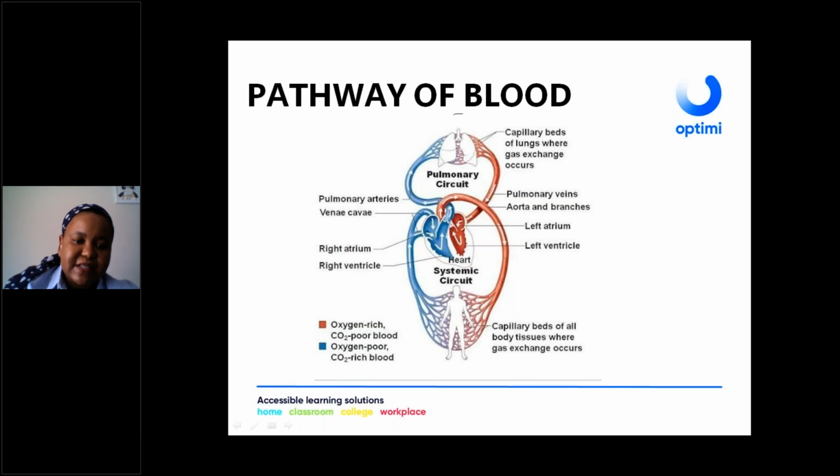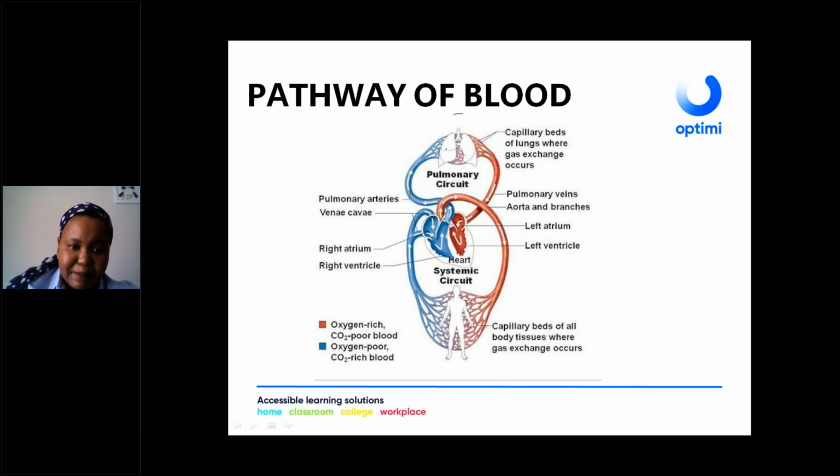So what happens is blood, deoxygenated blood from the body is transported into the right atrium. From the right atrium, it goes into the ventricle, which is transported into the pulmonary vein, and then from the pulmonary vein, it goes into the lungs.